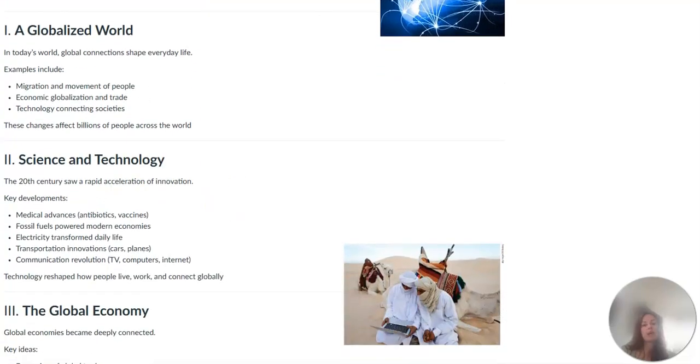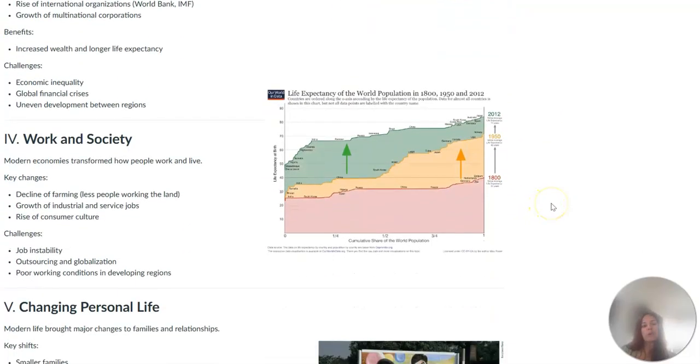But what made globalization possible? The answer is technology. The 20th century saw a massive acceleration in innovation. We see medical advances, which increase life expectancy. I have this really cool chart down here. You can blow it up if you can't see it well in the video. In the year 1800, the global average life expectancy was about 32 years. In 1950, it went up to about 48 years. And by 2012, the global average life expectancy was 78 years.